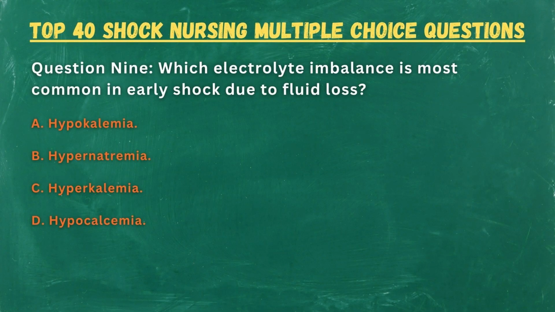Question 9. Which electrolyte imbalance is most common in early shock due to fluid loss? A. Hypokalemia. B. Hypernatremia. C. Hyperkalemia. D. Hypocalcemia. Answer. A. Hypokalemia.